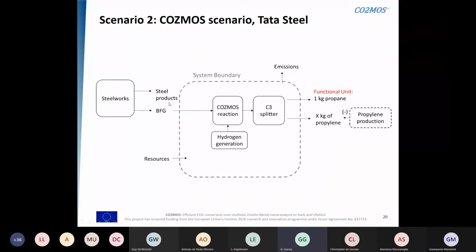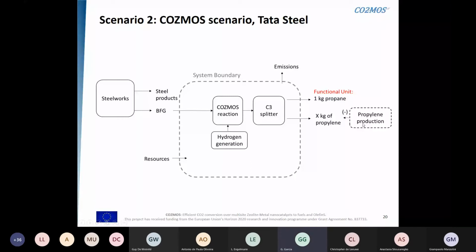In scenario 2, the blast furnace gas is still the input of the system, but now this goes into the Cosmos process that produces propane, and also produces propylene, which in this case displaces the conventional production of propylene, and this also receives an environmental credit.